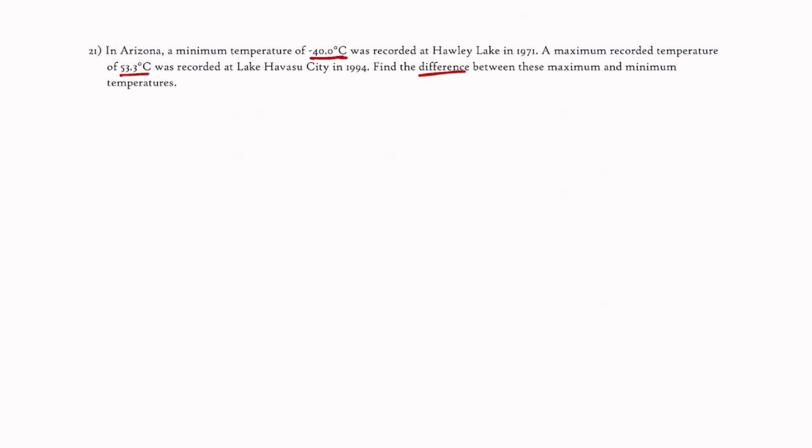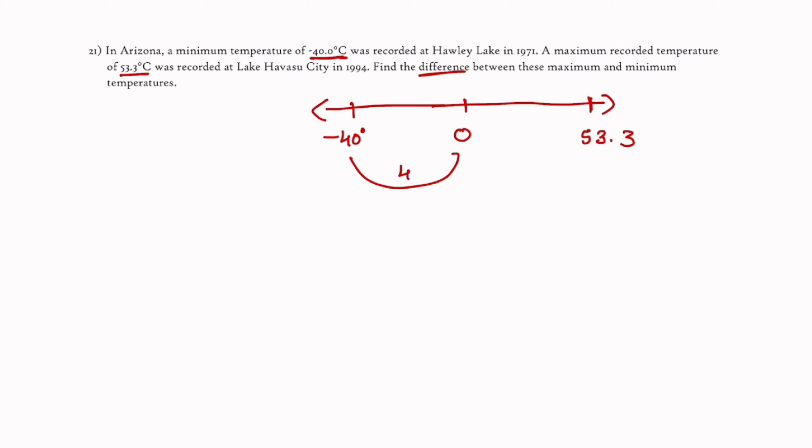Difference, it's basically finding the distance. So if you use your number line like this here, how do we do this? This is minus 40 degrees. Here this is 0 and somewhere here it is 53.3. So this is 40 to reach from minus 40 and from here to here we need 53.3. So basically you add them and that's 93.3 degree Celsius. So the difference is that.